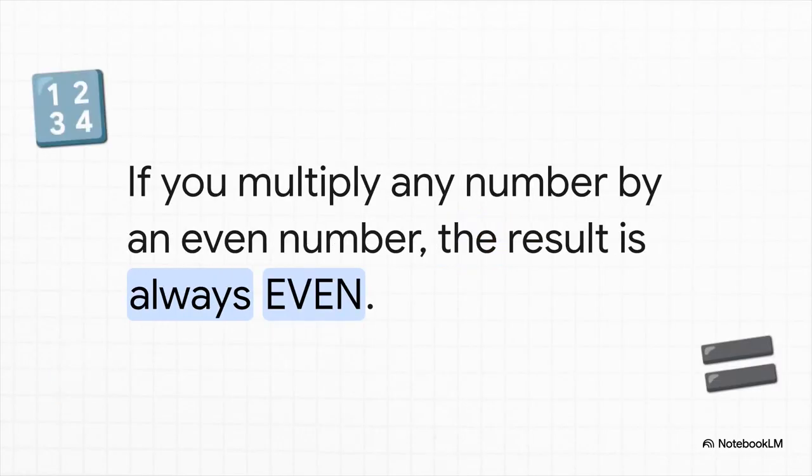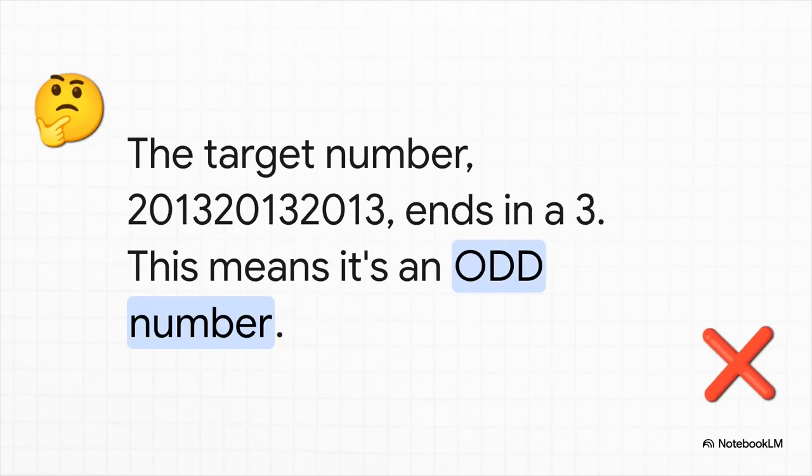And what happens when you multiply something by an even number? It doesn't matter what the other numbers are. Odd, even, whatever. The final product must be an even number. That's a fundamental rule of math. Now let's look at our target number again. What's the last digit? It's a 3. And any number that ends in a 3 is an odd number. And right there, we have a direct contradiction.